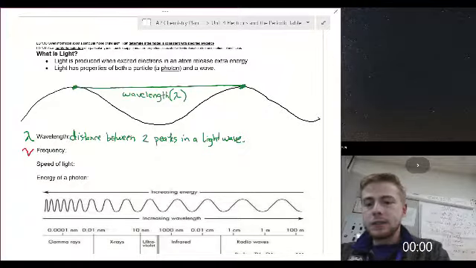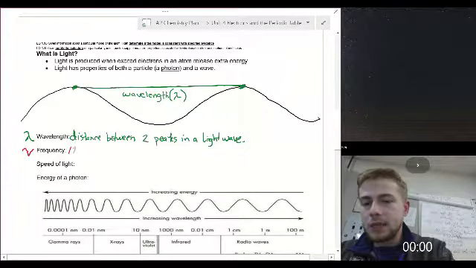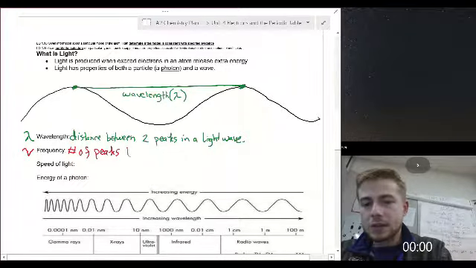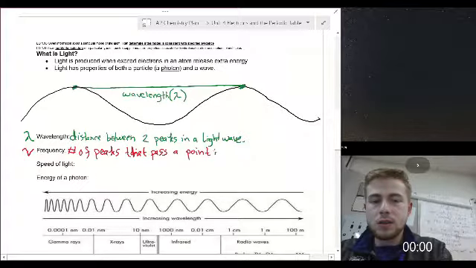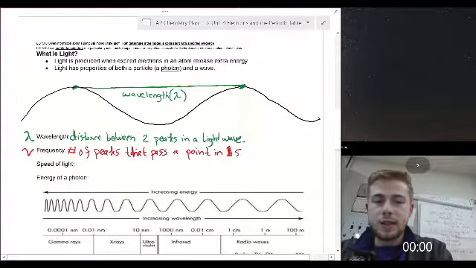And it is defined as the number of peaks that pass a point in 1 second.